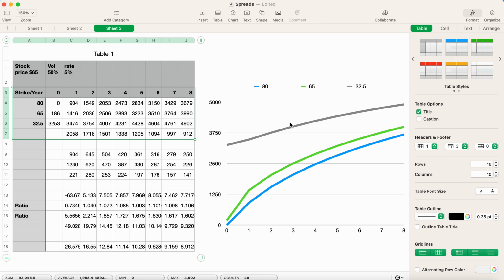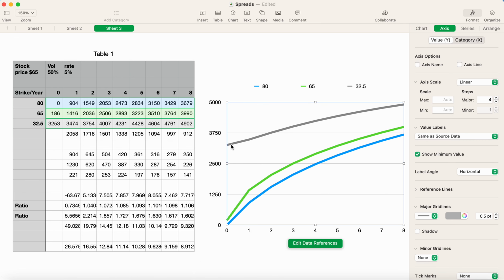Now, if we go to the graph on the right here, you can see that the gray line represents the one that is in the money, 32.5 strike price. The green line represents the one that is at the money, and the blue line represents the call that is out of the money. So what are some conclusions that we can take right away?